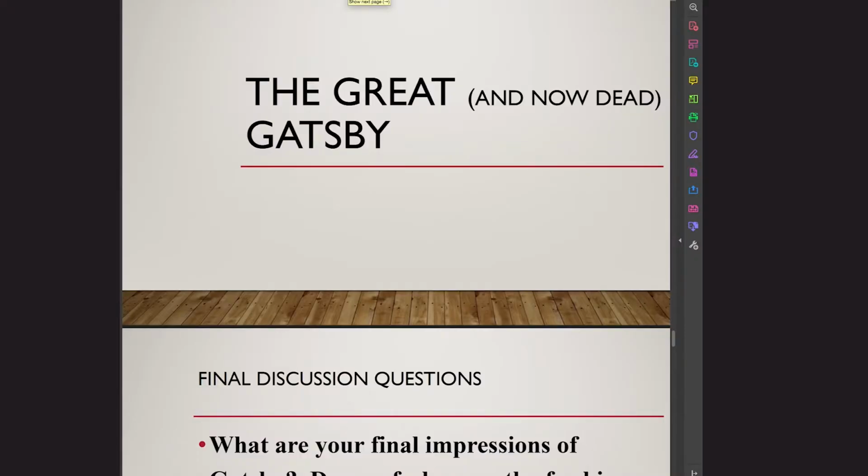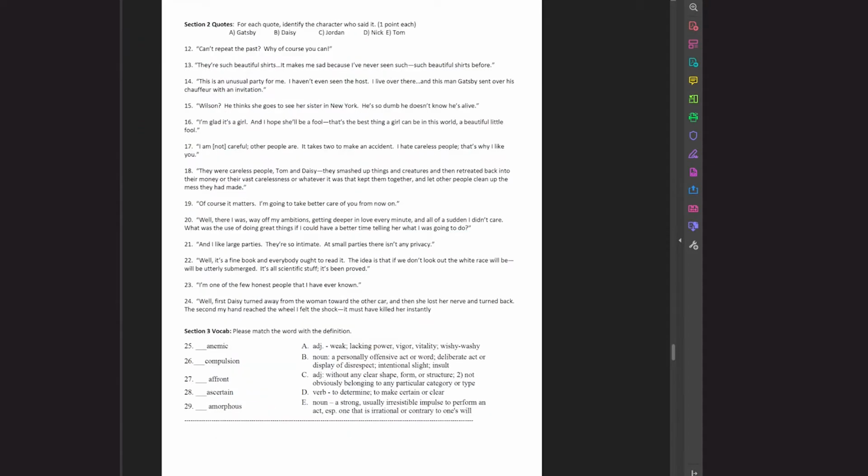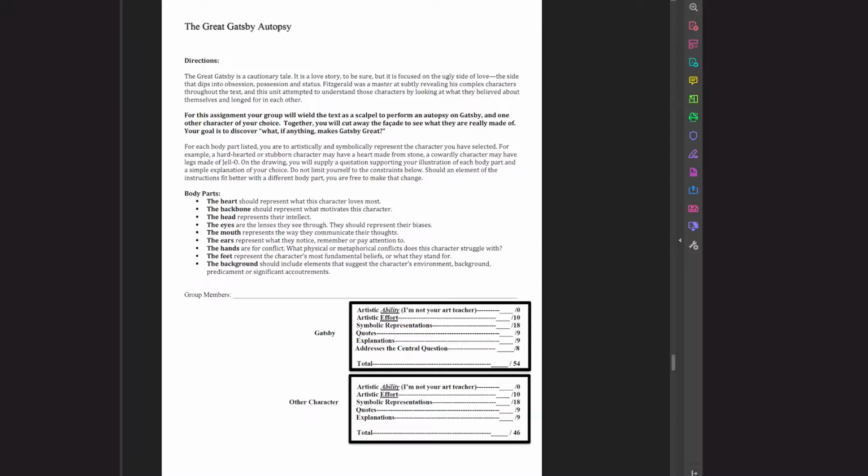In Gatsby Final Discussion, you will find slides with capstone questions on themes that we have been considering throughout, like was Gatsby great? Do Tom and Daisy deserve each other? Is Nick a spineless coward? All the greatest hits. You also have a traditional test and then my favorite, character autopsies.